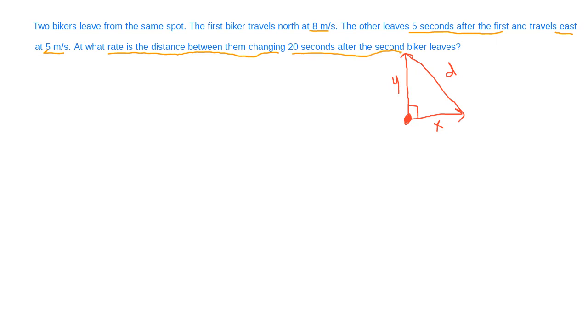All right, so this actually gives us a lot of information we can work with. First thing they tell us is that since that first biker is traveling north, that one's going to be our y. So we can say that our dy over dt, the rate at which the first one is moving, is 8 meters per second. We also know that the rate of the second one is going to be 5 meters per second.